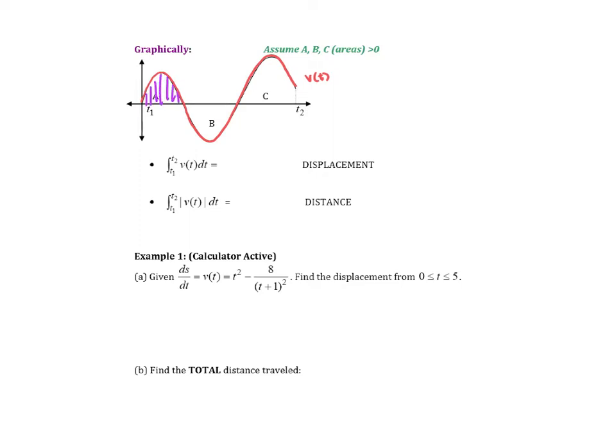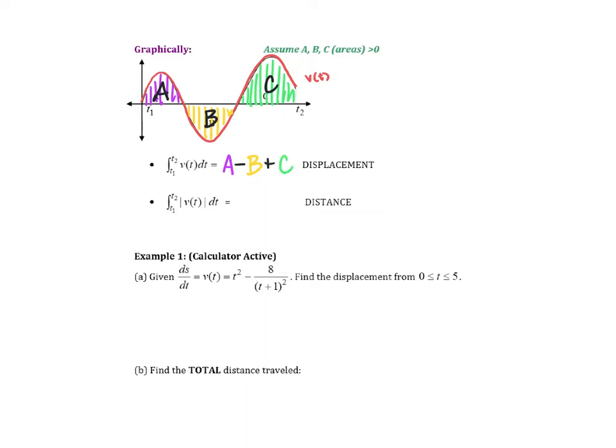And let's call this A. A would have a positive area. And then B would have a negative area. And then C. And C would have, again, a positive area. So to find displacement, we would simply take A's area minus B's area, and then plus C's area.